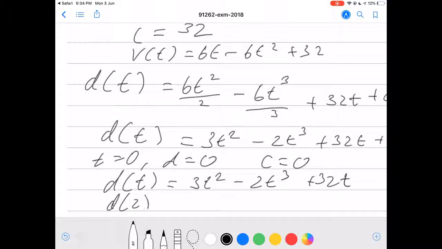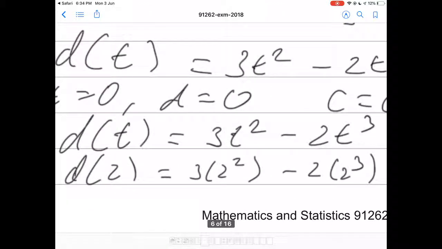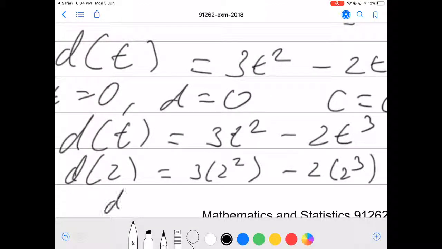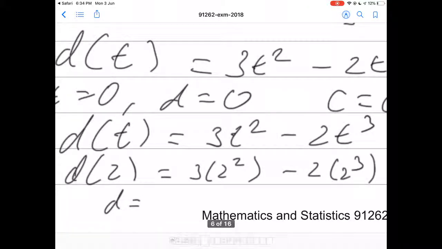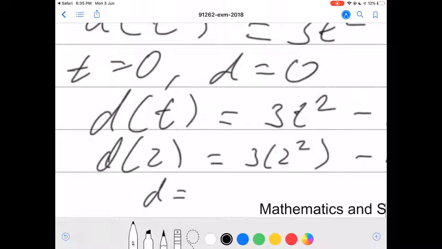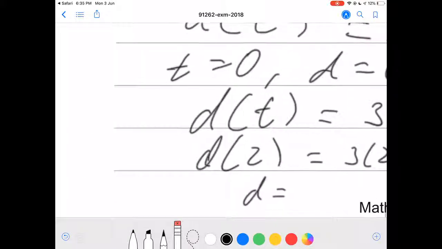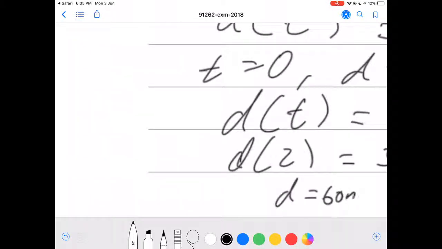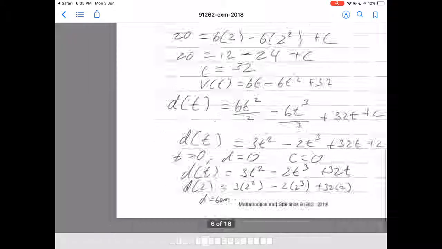So we're going to say d of 2 equals 3 times 2 squared minus 2 times 2 cubed plus 32 multiplied by 2. Okay, if we plug this into a calculator, plus 64, you'll get d equals 60 meters, okay? And that should be your final answer here, okay?